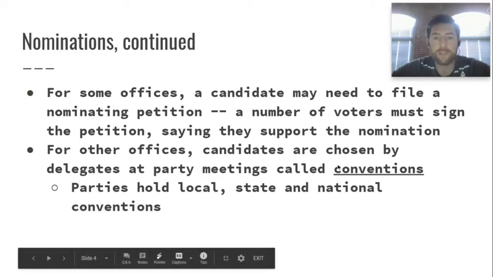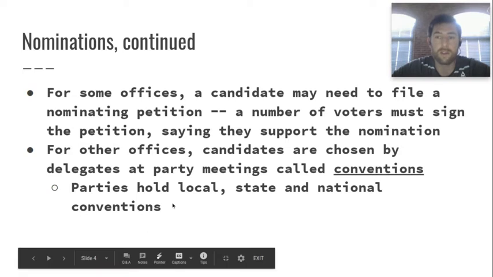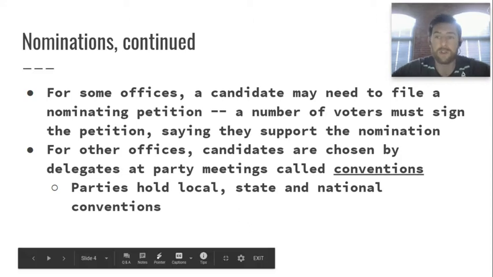For other offices, candidates are chosen by delegates at party meetings called conventions. We've talked about national conventions and state conventions, and these conventions are held by both the Republican and Democratic parties primarily at the local, state, and national levels.